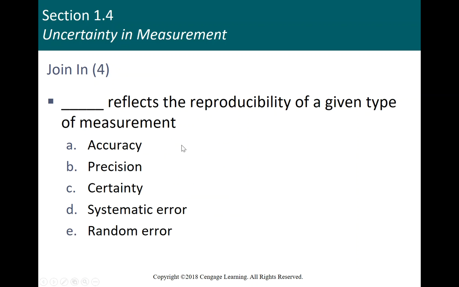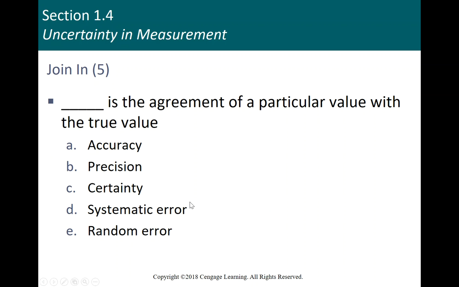Just a couple of definition questions to finish out. Blank reflects the reproducibility of a given type of measure. So if you're trying to get the same value each time, that's a measure of precision. So the answer choice on that one is B. And then the last slide is, the blank is the agreement of a particular value with the true value. So if you're trying to look at how your value compares to the true value, you're looking at accuracy.